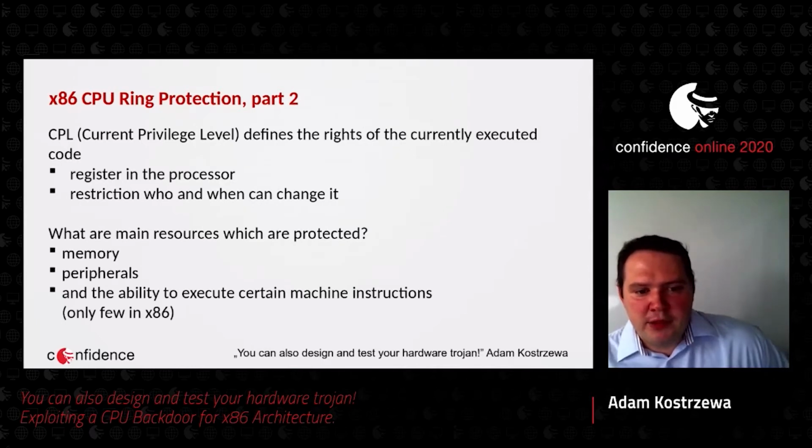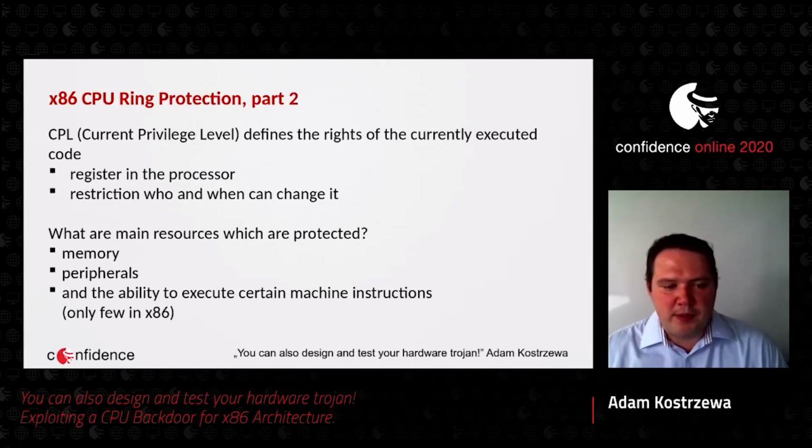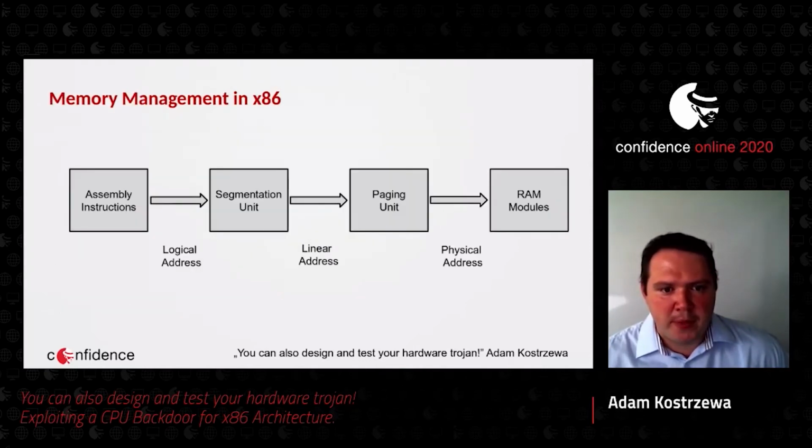The main resources which are protected are memory, peripherals, which are usually also memory mapped, and the ability to execute certain machine instructions. Although this was popular in the past, right now only a few such instructions exist in x86.